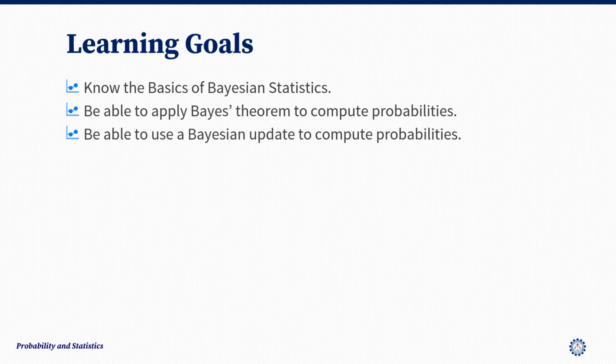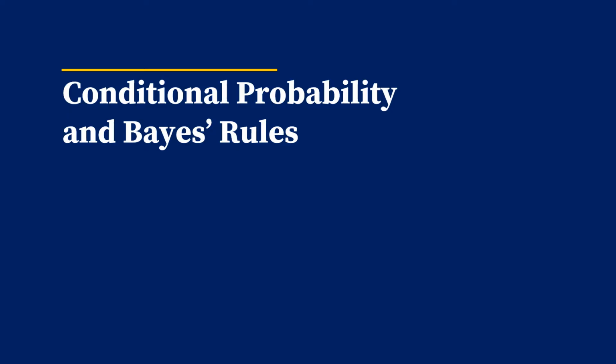Our learning goals are to know the basics of Bayesian statistics, be able to apply Bayes' theorem to compute probabilities, and be able to use a Bayesian update to compute probabilities. In this topic, we will discuss how the Bayes rule is applied to calculating conditional probability, and several real-life examples are demonstrated.